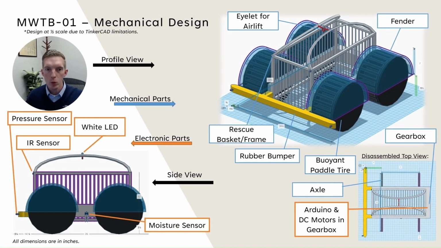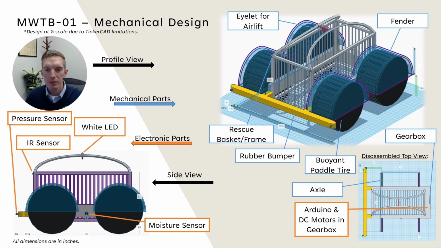All right, so for slide one of the mechanical design of the MWTB, we have everything identified in the profile and side view. We've got blue parts, which are mechanical. We've got orange parts, which are electric. As you can see, we've got the wheels taken off here. The wheels are buoyant to make the vehicle amphibious, and we've got axles here and a gearbox with an Arduino unit and a DC motor.